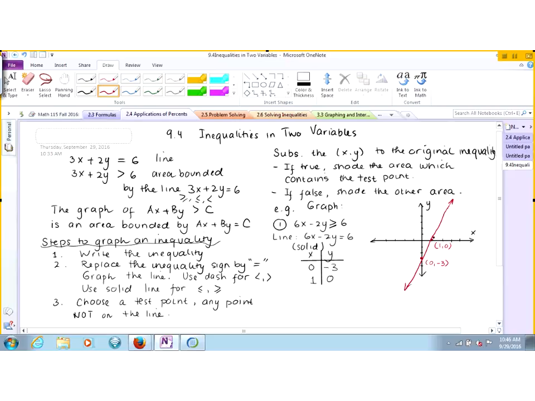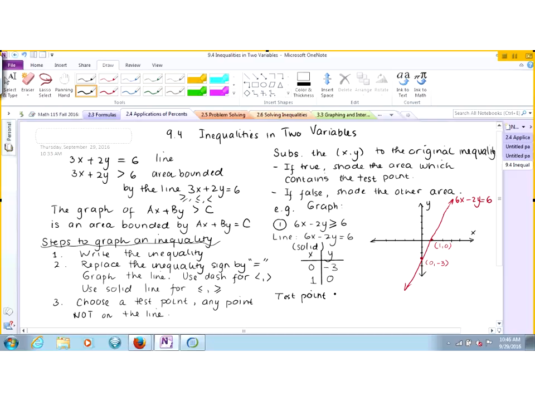So it's supposed to be straight, so you can use your ruler or anything. I mean, don't do like me. Okay. So then we label this. This is the line 6x minus 2y equals 6, right? Now, which one is greater than 6? So the next thing that we do is test point.